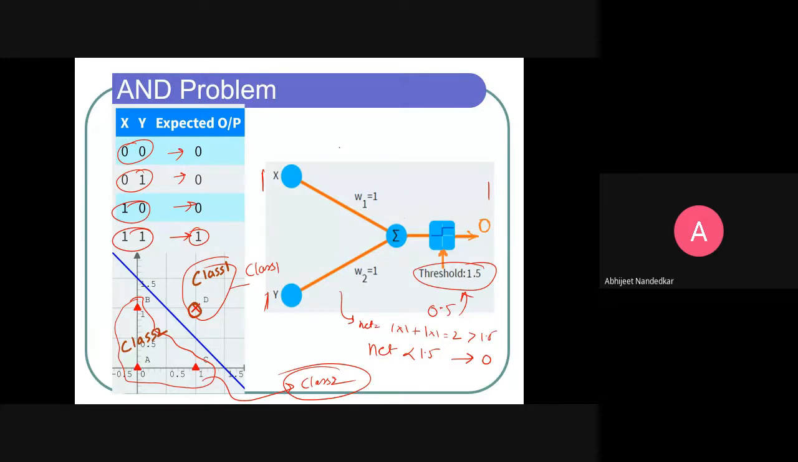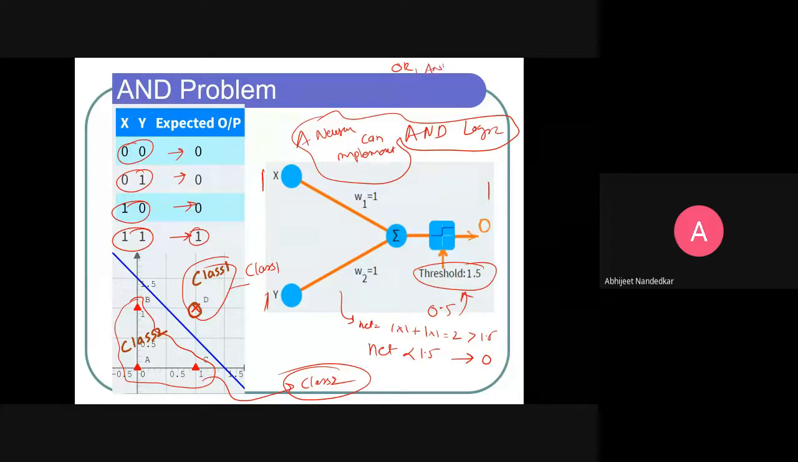So the conclusion is, I can implement this AND logic. A neuron can implement AND logic. So OR is done, AND is done. Okay. Now can I go further?